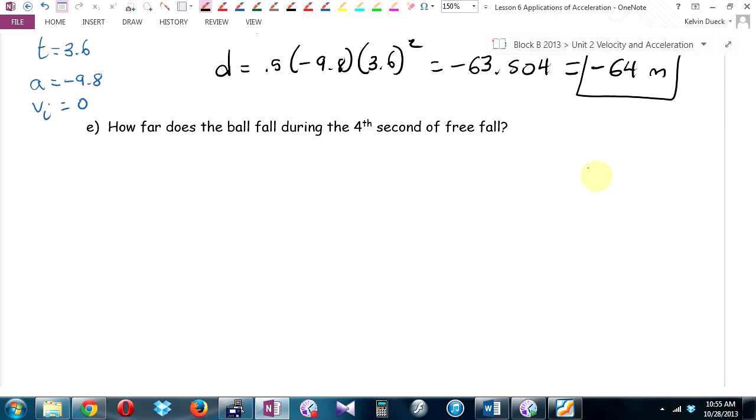E is tricky. E is saying how far does the ball fall during the 4th second of free fall. It's not saying how far does it fall after 4 seconds. It's how far does it fall during the 4th second. Any suggestions on how we can figure that out?